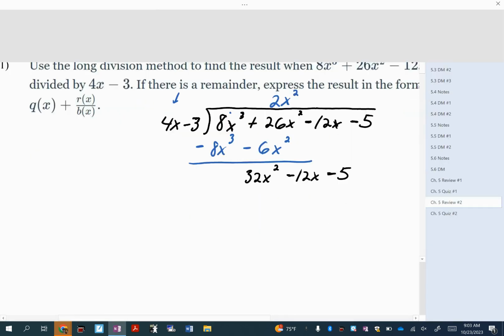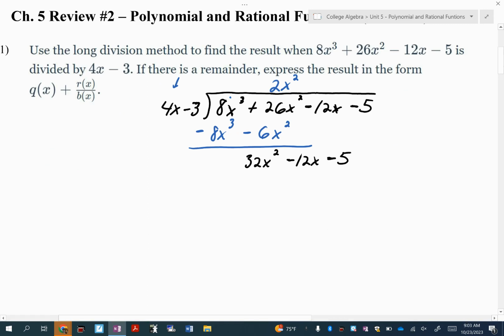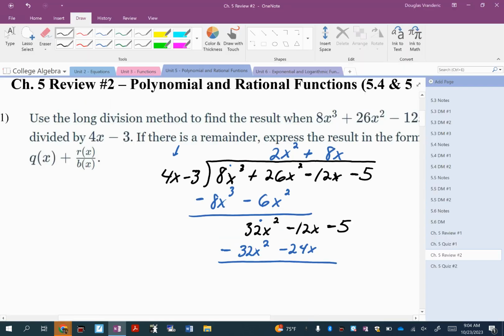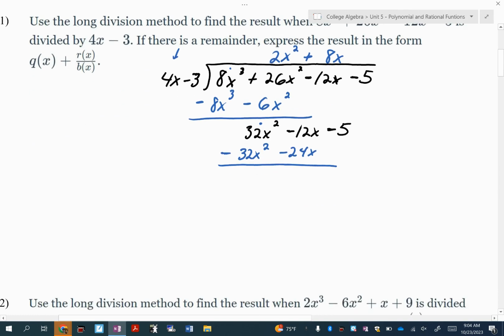Repeat the process. So I'm thinking something times 4x gives me this first term, 32x squared. So I know it's going to be a positive 8. And then x times x gives you x squared. So that's 32x squared. 8x times negative 3 is negative 24x. Make sure you do subtraction for long division. So that's going to be 0 for the first one. Negative 12x minus a negative 24x is really adding 24x. So that's going to be positive 12x. And then bring down the minus 5.